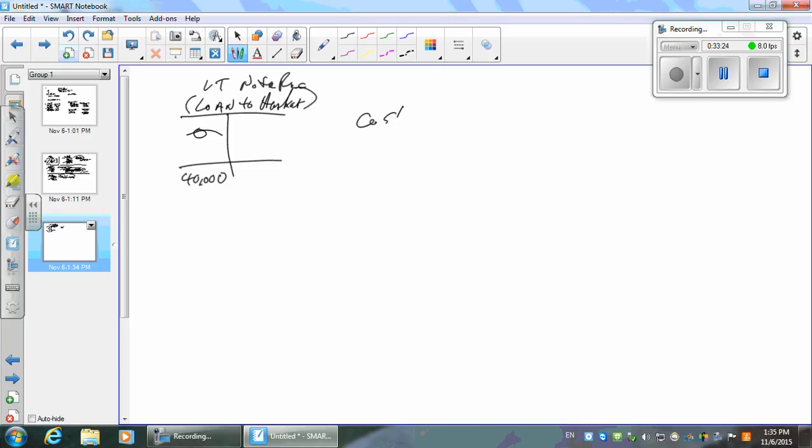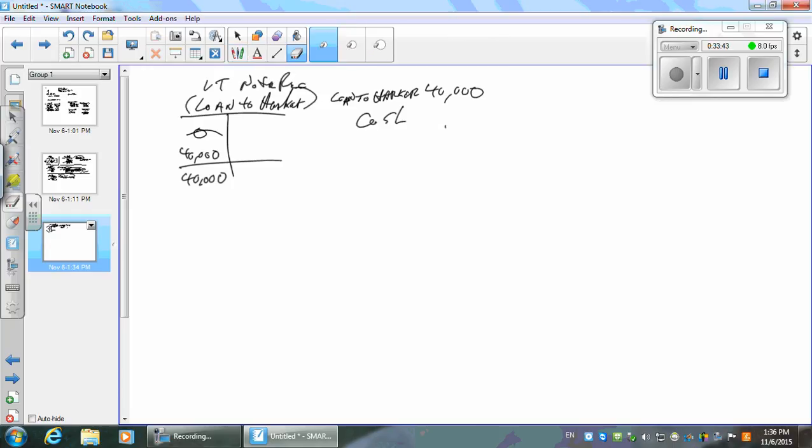Credit cash, 40,000, and debit 40,000 to loan to Harker, right? That's what they call the account. They call it anything they want, we don't care. Loan to Harker. Way to go, Keith. Debit on top of the credit. Lots of my students do that. Okay. Got a loan to Harker and credit cash.